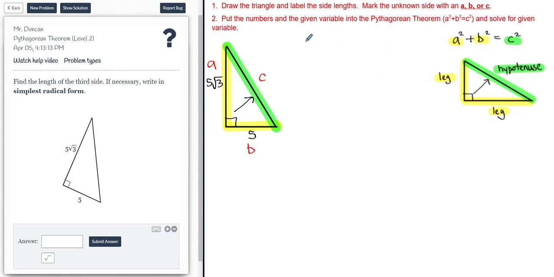Okay, so let's write out the Pythagorean theorem. I'm going to write A squared plus B squared is equal to C squared. My A is 5 root 3, 5 square root 3, and that whole thing should be in parentheses. And then I'm going to square it. Now this is new, but I'll show you. Don't be afraid of this. Now my B squared is just going to be 5 squared, and we should know how to deal with that.